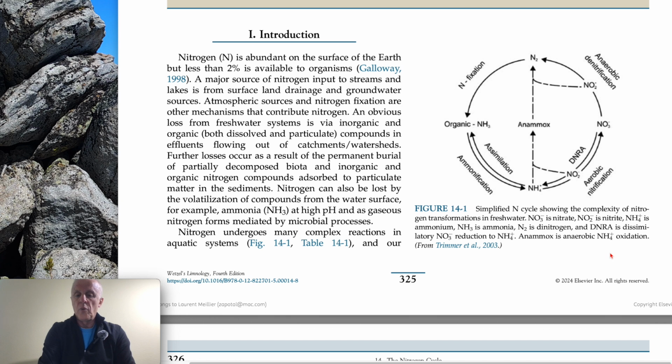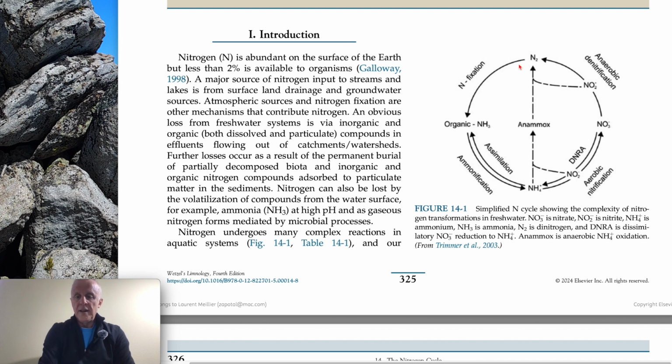So figure 14-1. Simplified nitrogen cycle showing the complexity of nitrogen transformation in freshwater. Nitrate, NO3 minus, is nitrate. NO2 minus is nitrite. NH4 plus is ammonium. NH3 is ammonia. N2 is dinitrogen. And DNRA is a dissimilatory nitrate reduction to ammonium. Anamox is anaerobic ammonium oxidation.